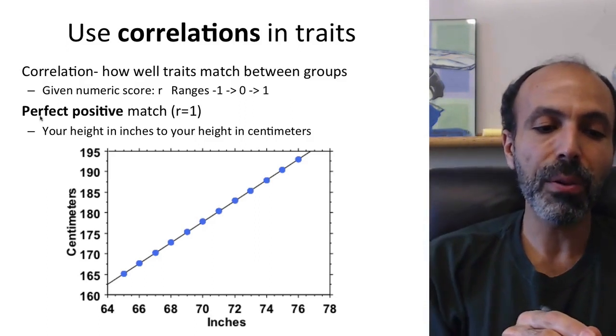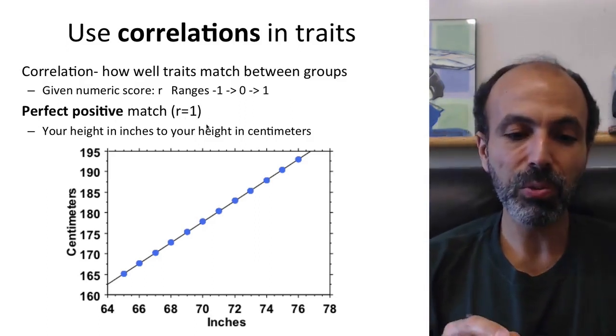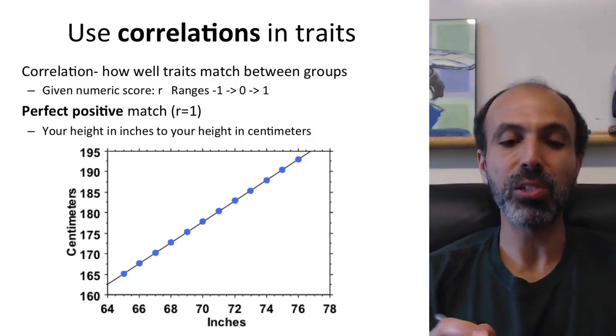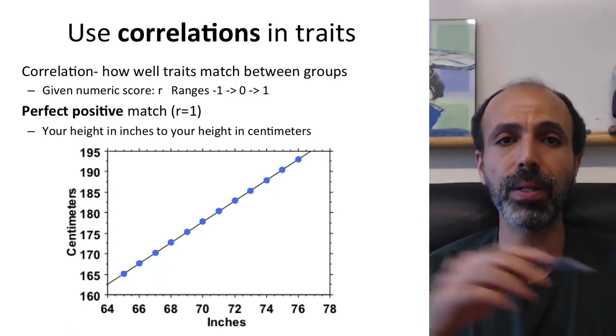So let's say, for example, you have a perfect positive match. That would be an R of 1. An example of this would be your height in centimeters to your height in inches. One perfectly predicts the other, right? You have an absolutely perfectly linear correlation between the two.